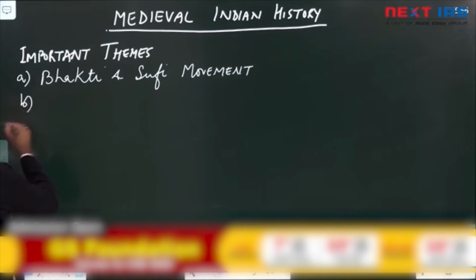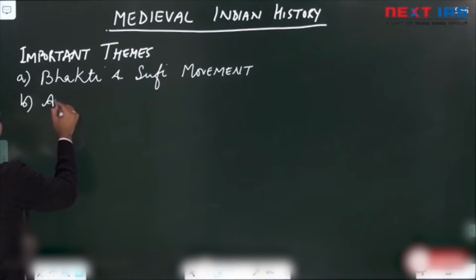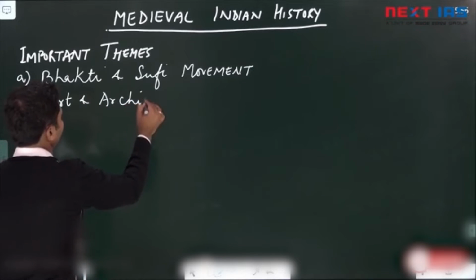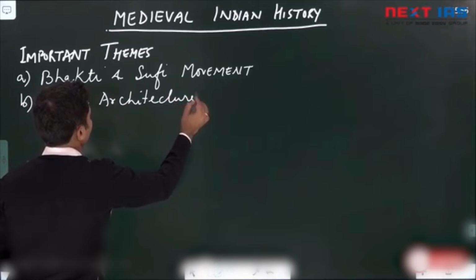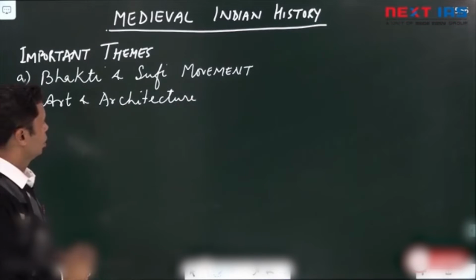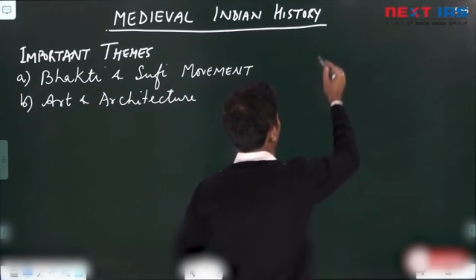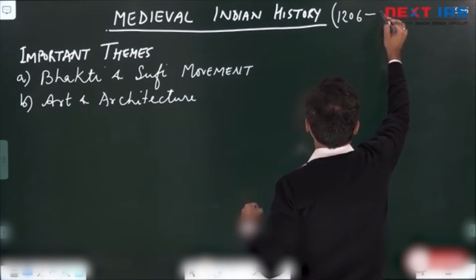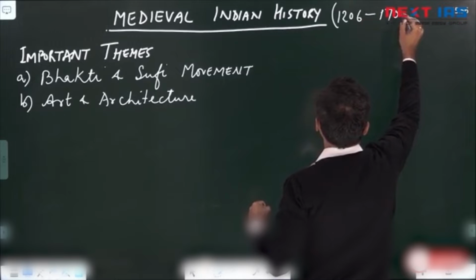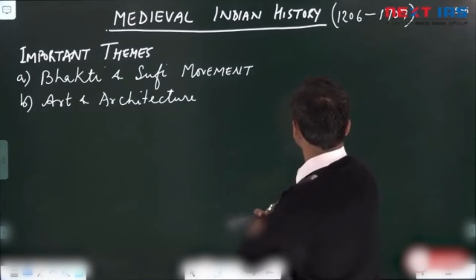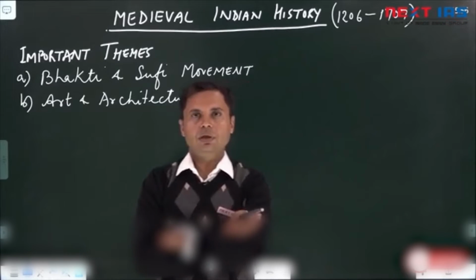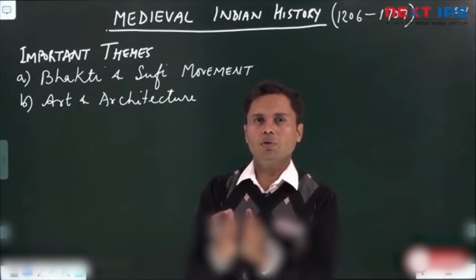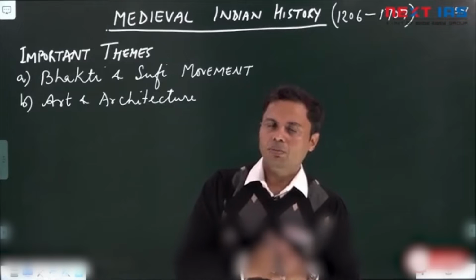Secondly, art and architecture. You know, the medieval Indian history, roughly, is the period of history from 1206 to 1707. This is further subdivided into the Delhi Sultanate part and the Mughals.